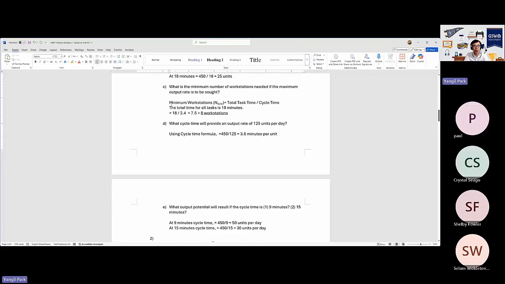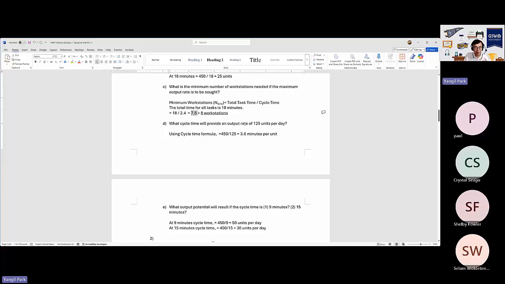Then moving on, how many workstations are we going to need for this particular case? To find the minimum number of workstations, again from the formula, it's the total task time divided by cycle time. The total task time is 18 minutes divided by 2.4 minutes. Then we'll have approximately 7.5, so we must have 8 workstations to satisfy the total task time, right?